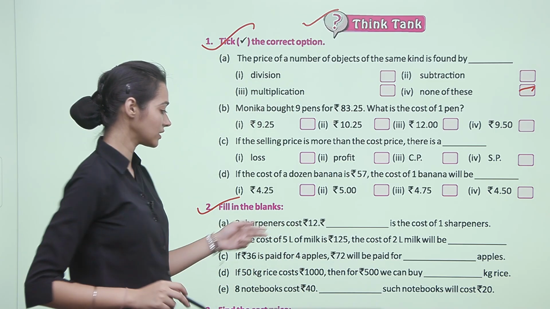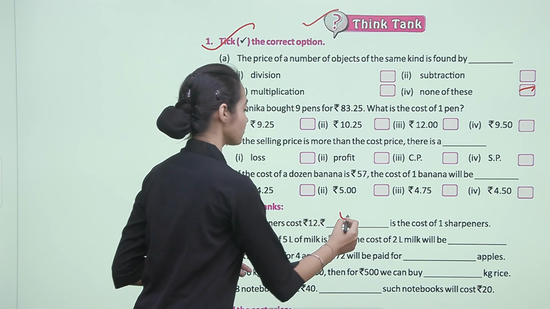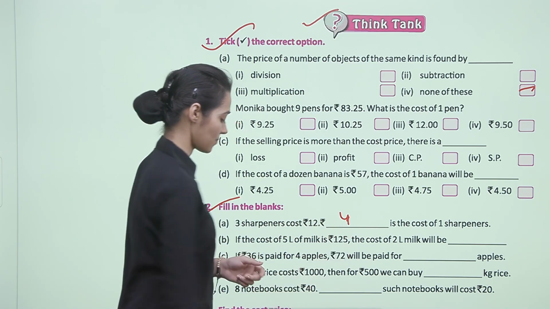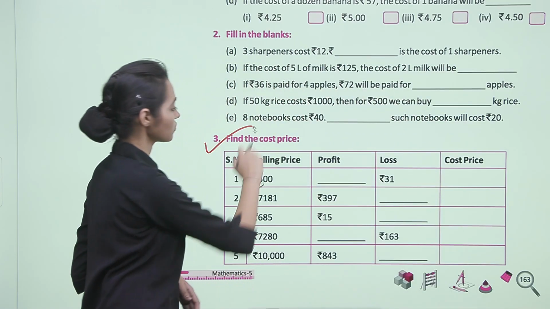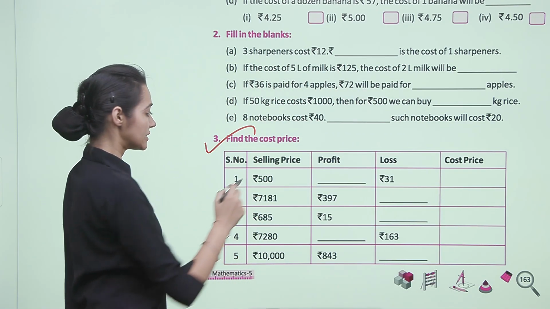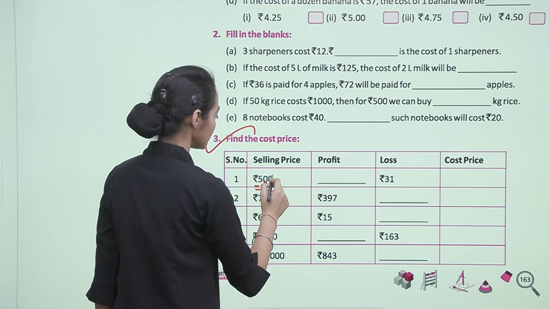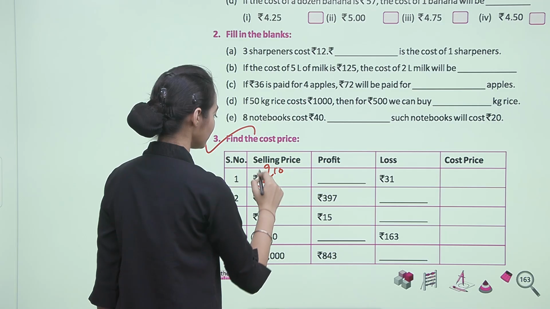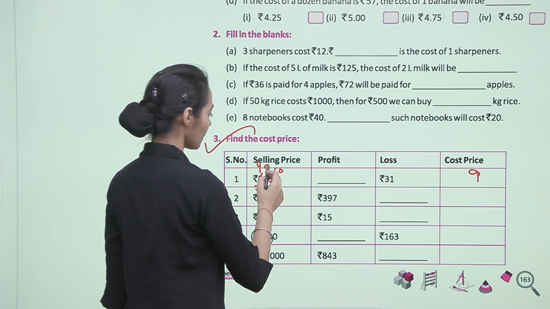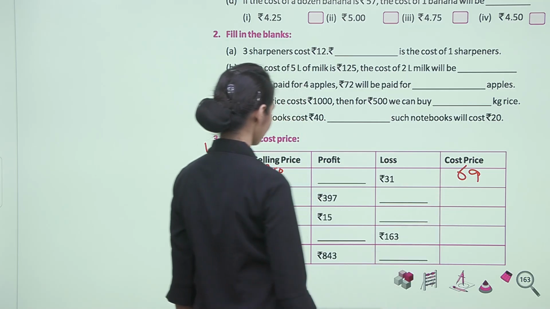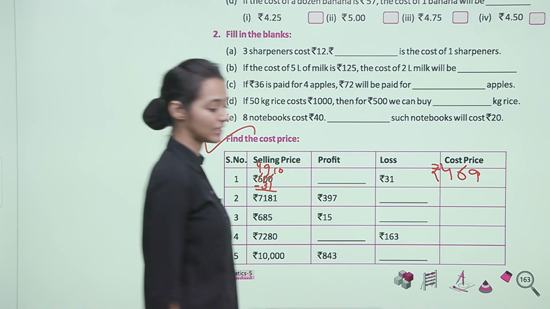Now in the next one we have to fill in the blanks. 3 sharpeners cost 12 rupees. What is the cost of 1 sharpener? Rupees 4 is the cost of 1 sharpener. That's how we can solve the remaining part. In the next one we have to find the cost price. Selling price is 500 minus 31. 10, 9, 4. So it will be 10 minus 1, 9, 9 minus 3, 6, 469 is the cost price. That's how you can solve the remaining part.